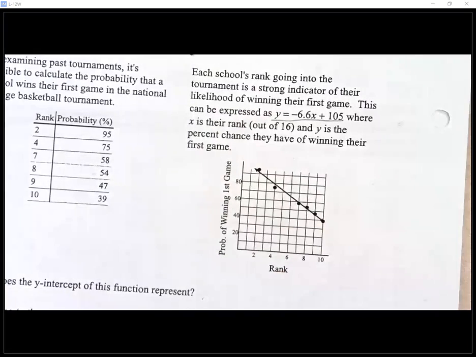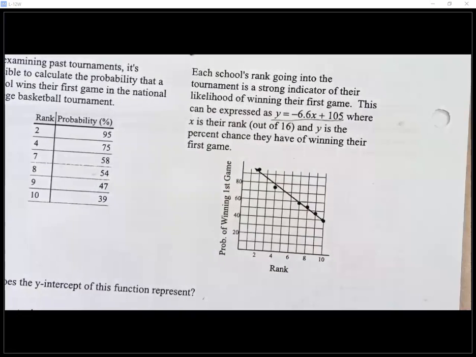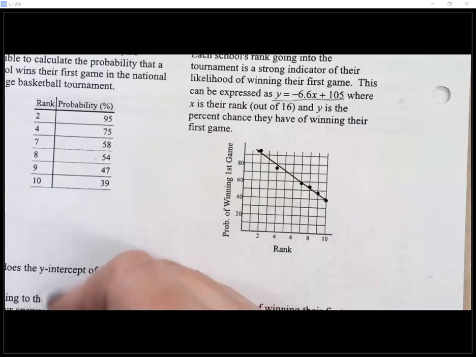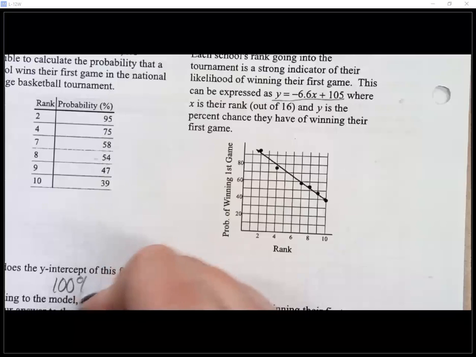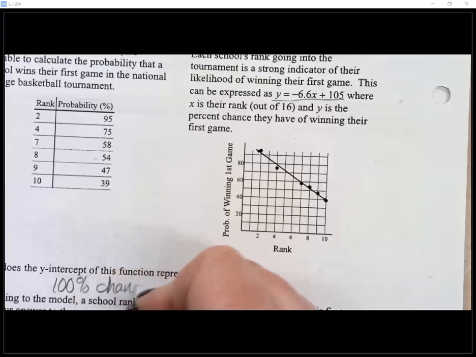What does the Y-intercept of this function represent? It would be the top pair. Yeah, it would be a 100% probability of winning that first game, right? You can't get higher than 100% probability. So, 100% chance of winning first game.